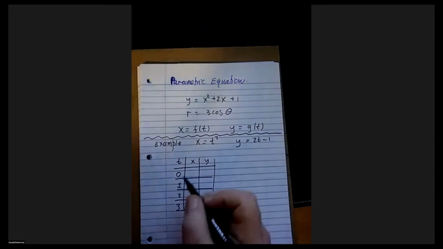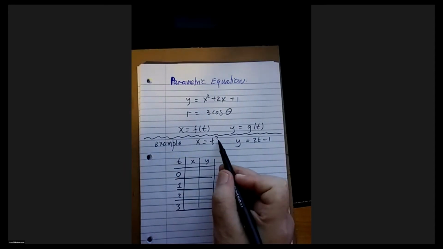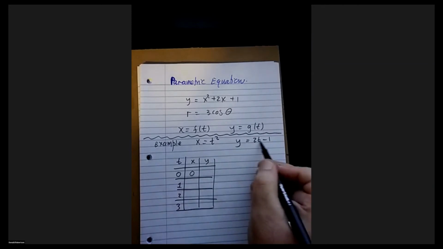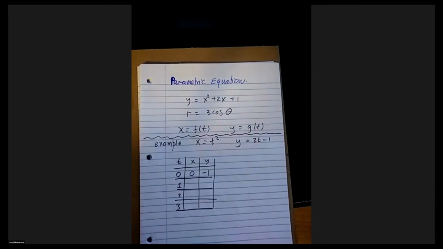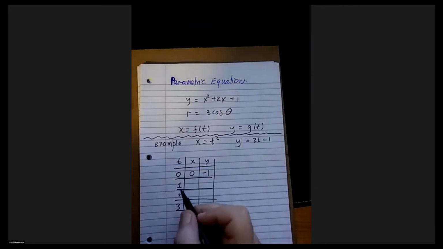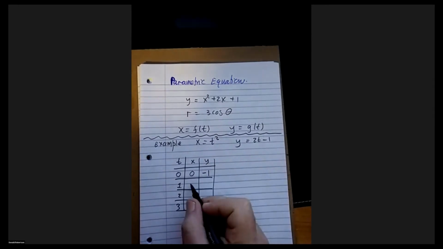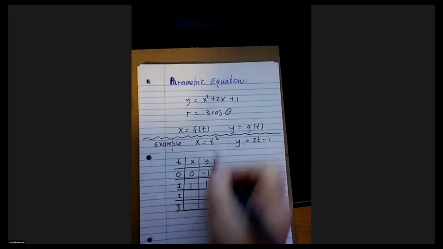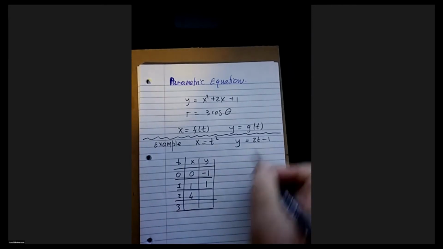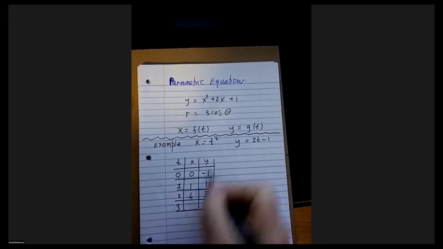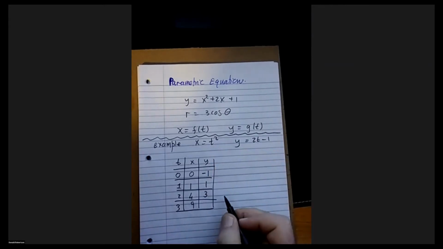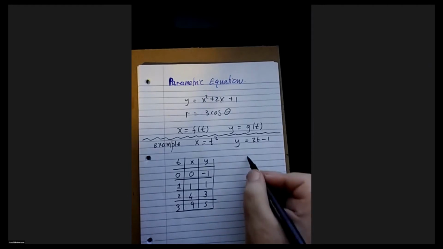Now, for every value of t, you use this formula here to calculate what the x coordinate would be at that point. So 0 squared is 0, and 2 lots of 0 take away 1 is -1. When t is 1, you plug it in here and you get 1 squared. When t is 1, you plug it in here. When t is 2, you get 4. You plug it in here, you get 3. When t is 3, you get 9. And when you plug it in here, you get 5.